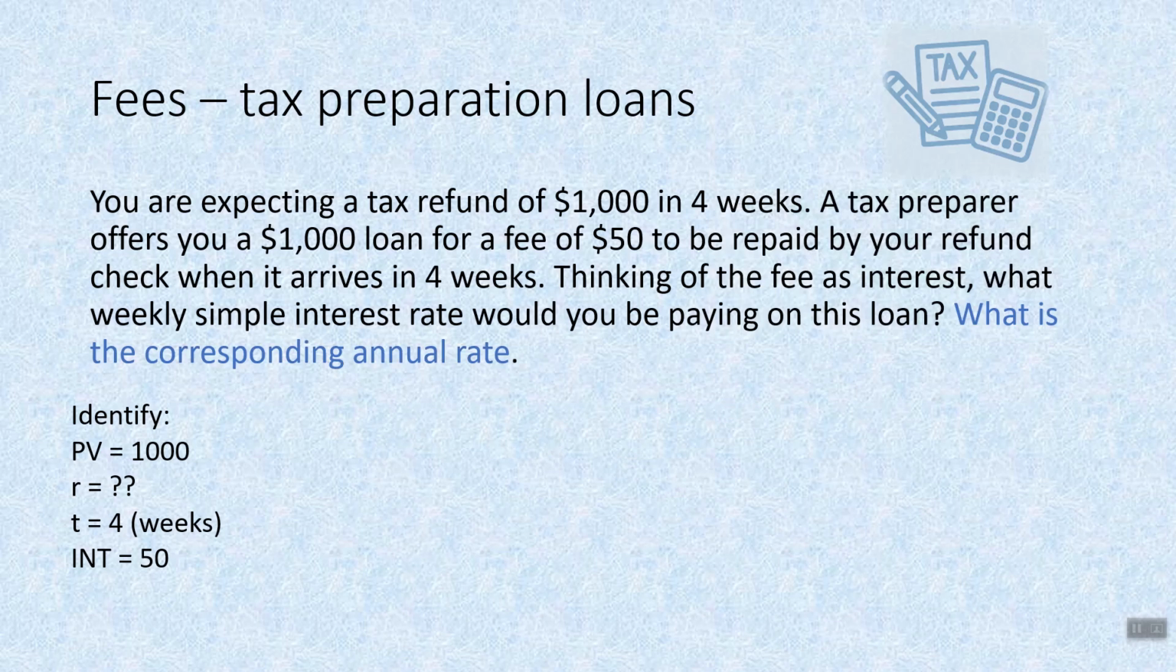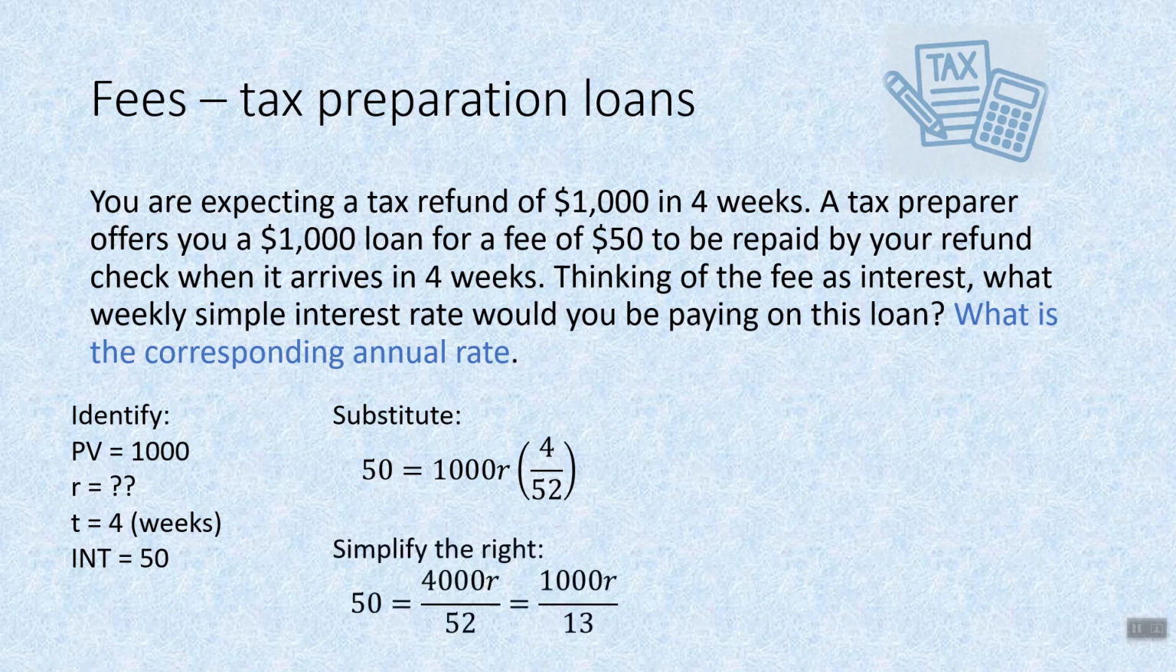What is the corresponding annual rate? All right, we still have everything identified. But now, because we want an annual rate, our time needs to be in years. Well, 4 weeks, there are 4 weeks we're considering out of the 52 total weeks in a year. So 4 over 52 times 1,000 R equals 50. That's weird. I'm going to simplify on the right. And if you wanted to simplify this to 1 over 13 before you begin, you'll end up here anyway. 1,000 R over 13 equals 50.